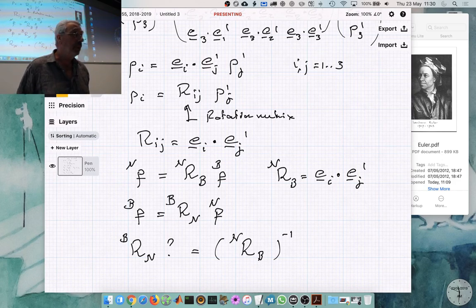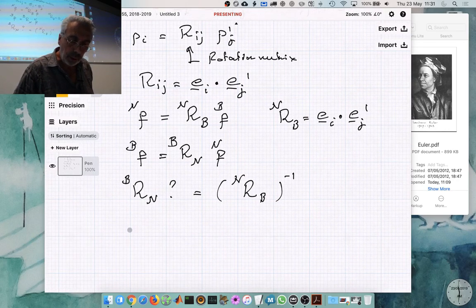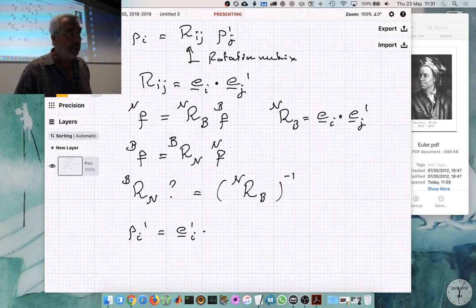Super simple. However, you could also do my whole projection thing the other way around. You could also say, you know what? I'm going to find my Pi prime, taking my Ei prime, times, and then I express my components in the inertial frame. So I get Ej and Pj.